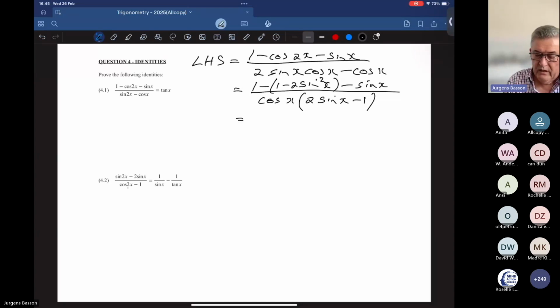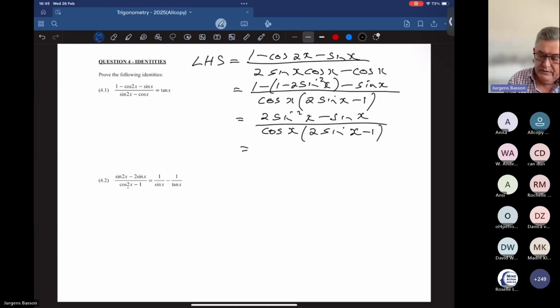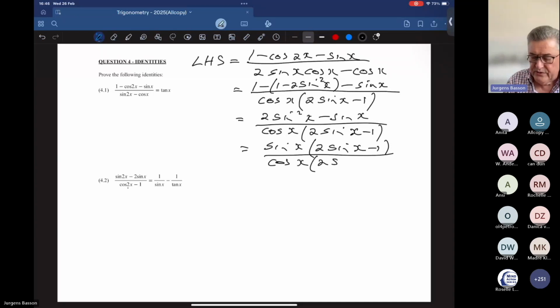You agree with me, 1 minus 1 is 0. That negative is positive. So I will get 2 sine squared x minus sine x. And I think you can already see that there's a common factor of sine. That is what we were looking for. So I take out sine as the common factor. I'm left with 2 sine x minus 1 over cos x, 2 sine x minus 1. They cancel, and the answer is tan x, which is the right-hand side.